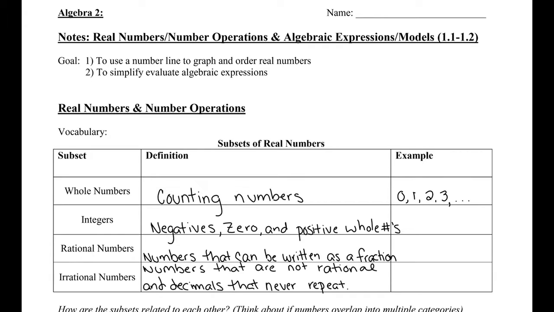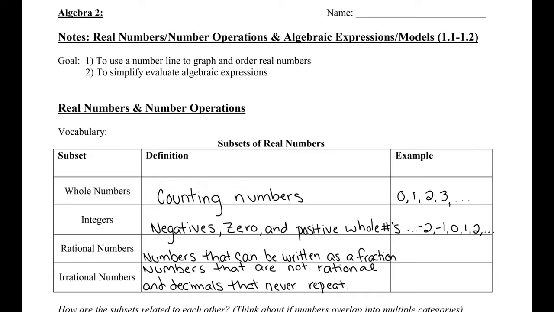If I'm talking about integers, integers include negatives, the number 0, and positive whole numbers. So I can start with negative numbers. I also include 0, and I'm using my positive whole numbers from the first row.